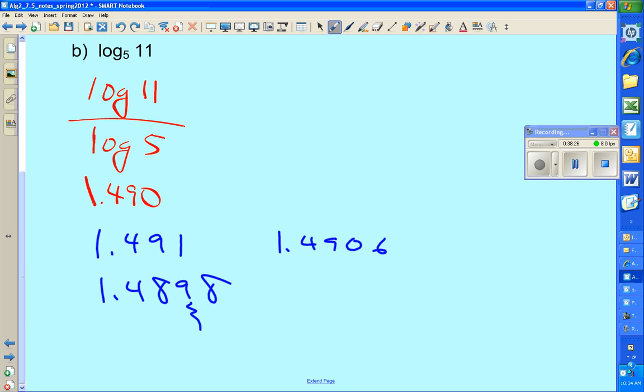But 1.4898, this is more than 5, you add 1 to 9, that becomes a 10, right? So we put a 0 here and add 1 to this, that's how we got 90. It's like taking 89 and rounding it to the next number, 90. If that makes sense. Yeah, sure. I understand how to round.